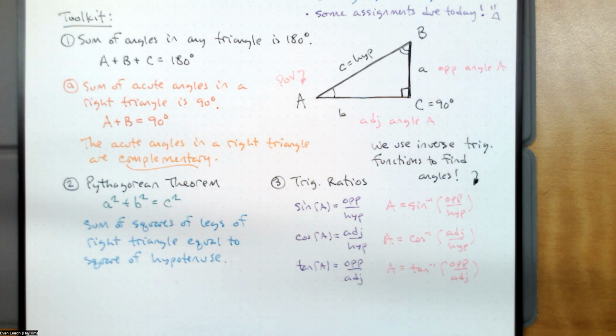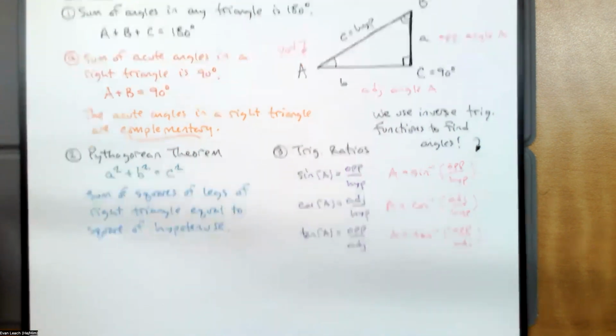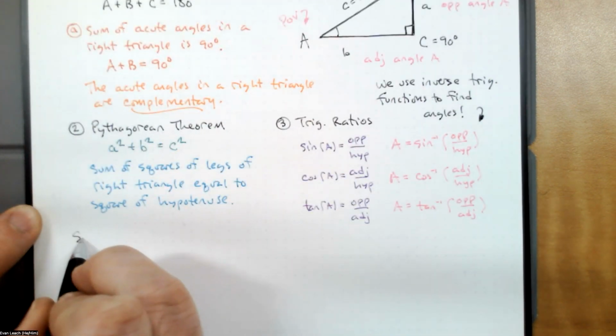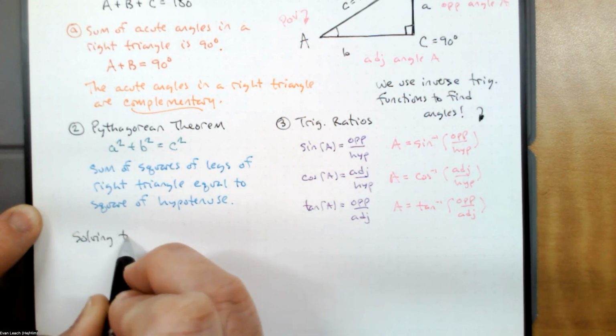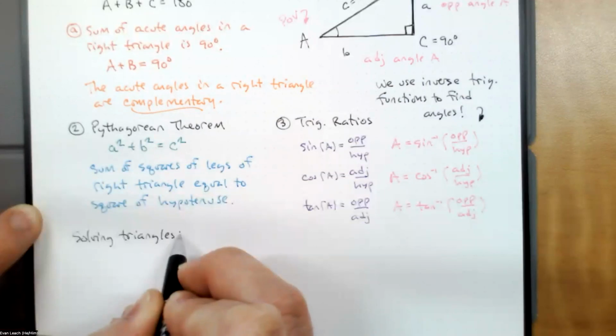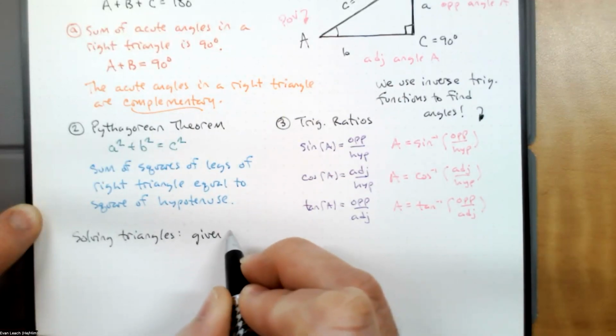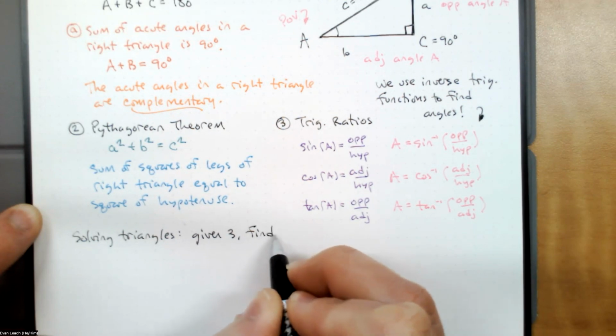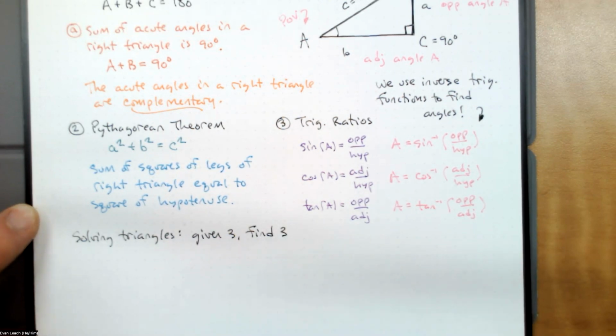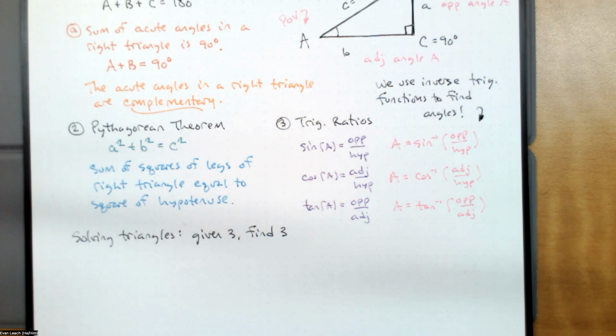There are 6 parts in total in a triangle, 3 sides and 3 angles. I pick 3 of those, I tell you 3 of those things, and you tell me the others. So the solving triangles game is given 3, find 3. In the solving right triangles game, one of the 3 things that you're given is a 90-degree angle.